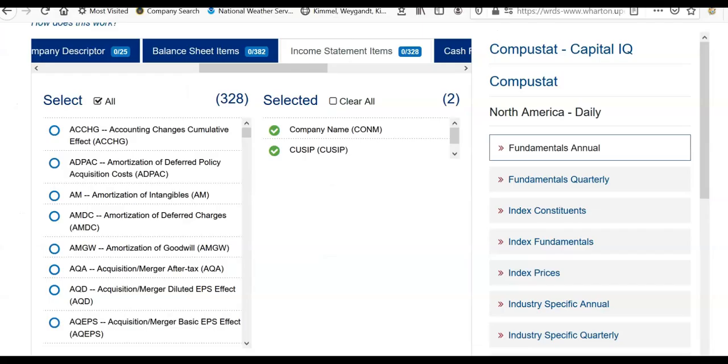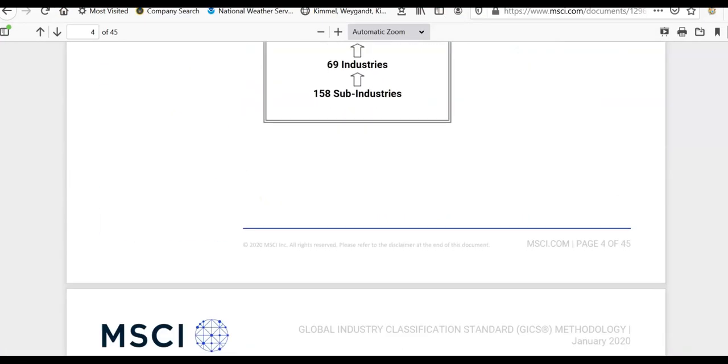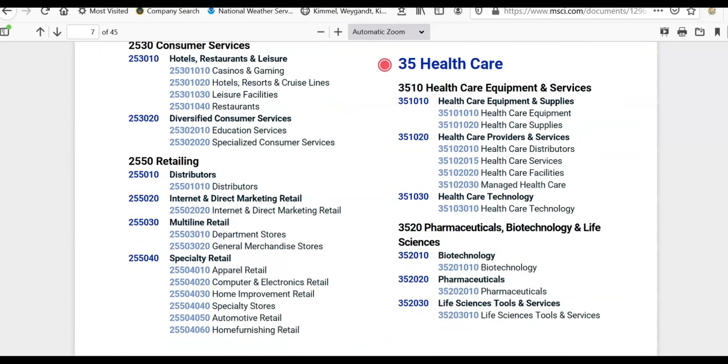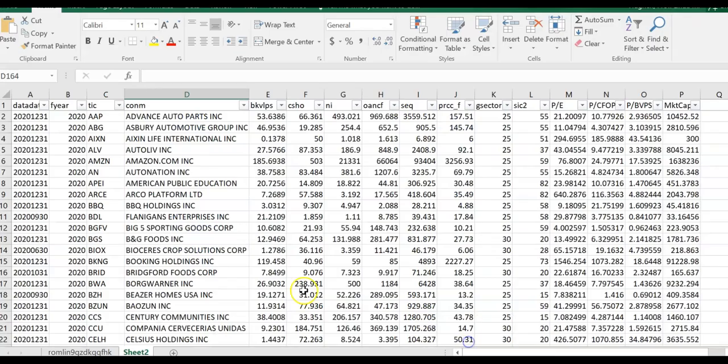Now, what these refer to, these global industry classifications, 25 and 30, you can see here: automobiles, consumer durables and apparel, consumer staples, food, beverages, household products. So we should be somewhat familiar with some of these companies. As you can see here, some you've heard of, some maybe you haven't.